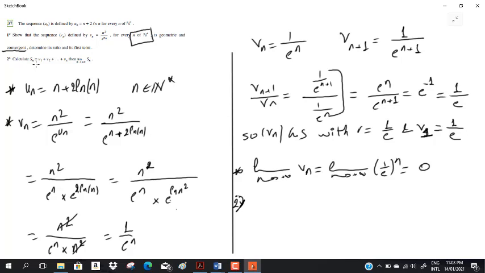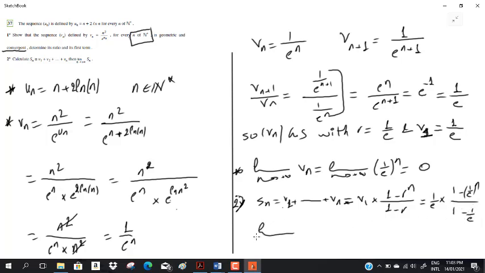Now part 2. Calculate the sum Sn equals V1 plus etc. till Vn. The formula is first term V1 times 1 minus r power number of terms, here n, from V1 till Vn we have n terms, over 1 minus r. So it equals 1 over e times 1 minus 1 over e power n over 1 minus 1 over e.